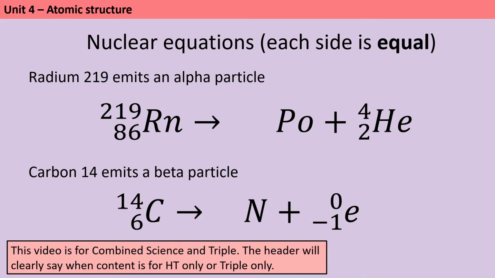For AQA GCSE Physics, you don't need to be able to predict what the daughter elements are from nuclear equations, but you do need to be able to make the atomic numbers and mass numbers balance. For an alpha particle, this is relatively straightforward.